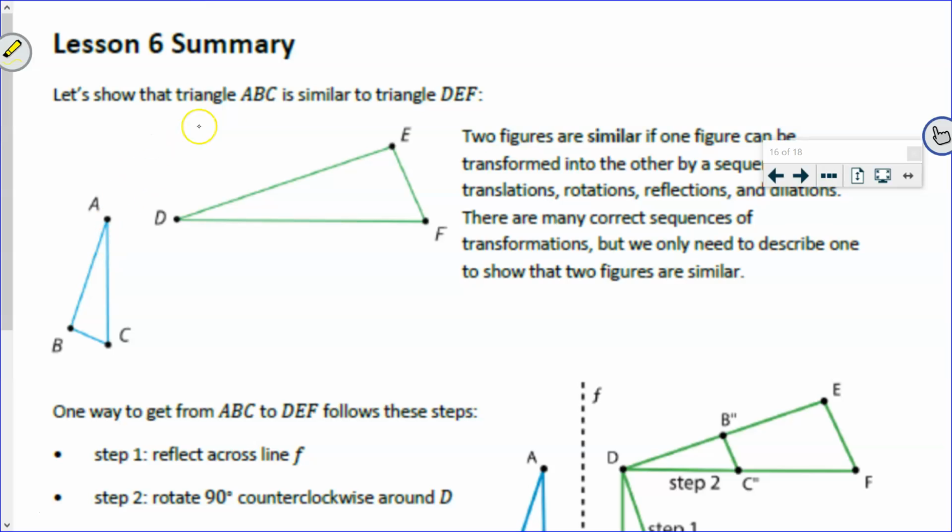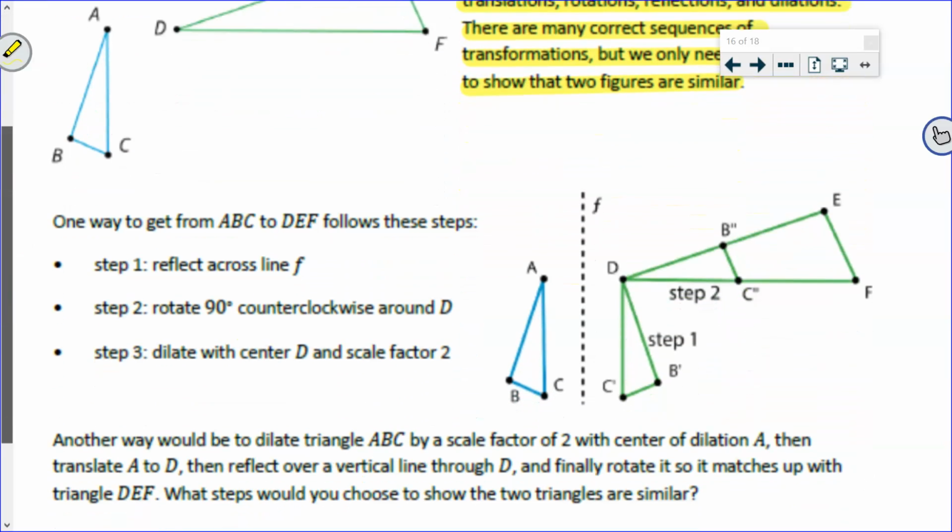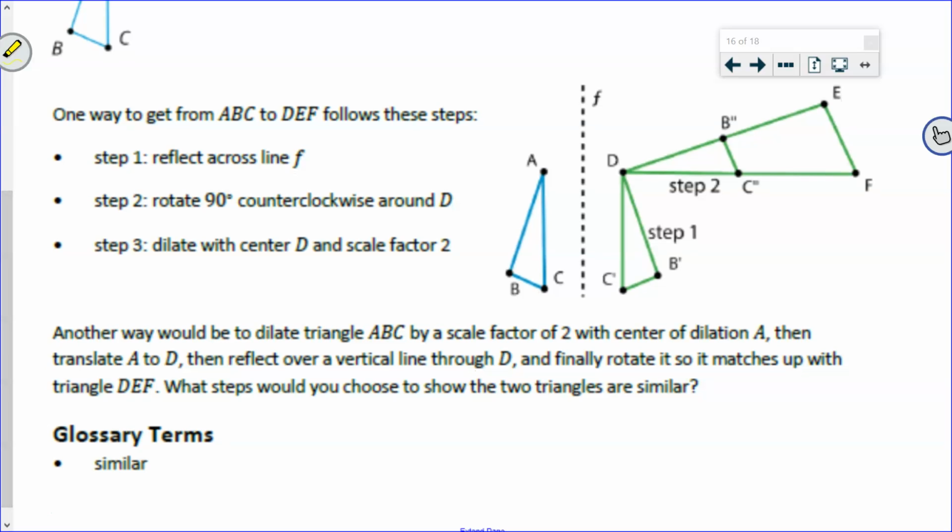Let's show that triangle ABC is similar to triangle DEF. To do that, we need to remember that two figures are similar if one figure can be transformed into the other by a sequence of, not rigid transformations, but translations, rotations, reflections, and dilations. There are many correct sequences of transformations, but we only need to describe one to show that the figures are similar. So maybe you describe a different one than your partner, that's okay. As long as you can describe one, that's what matters. Here's how they did it.